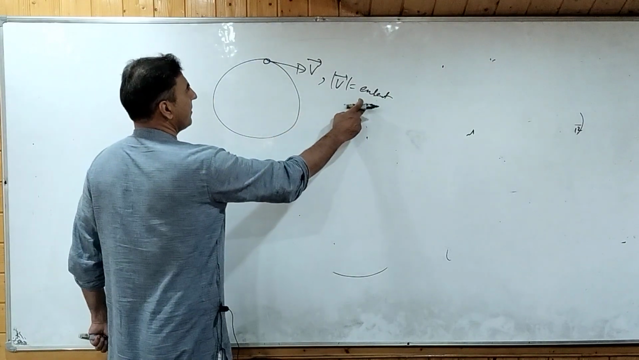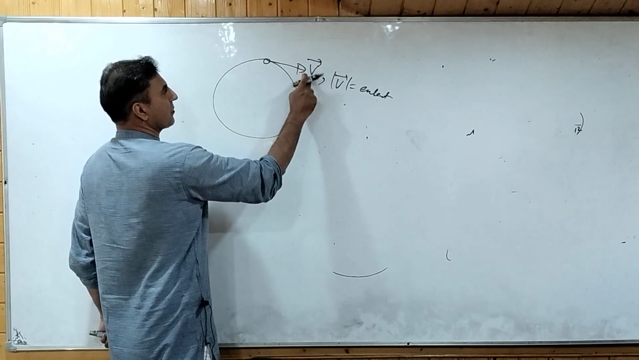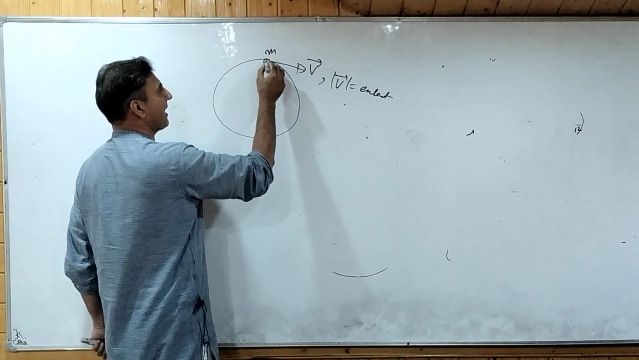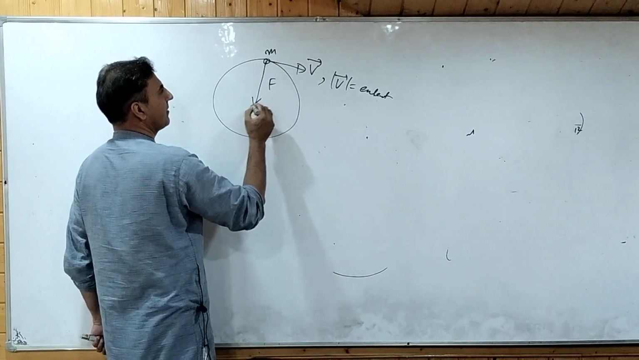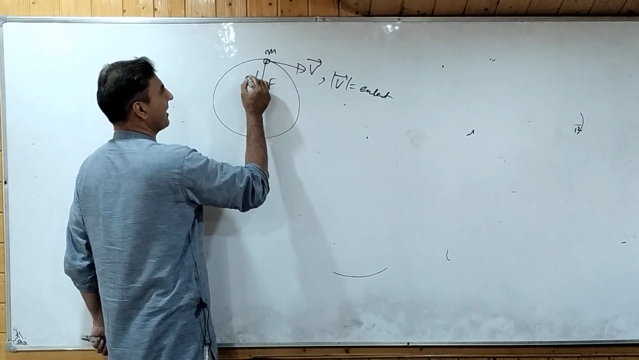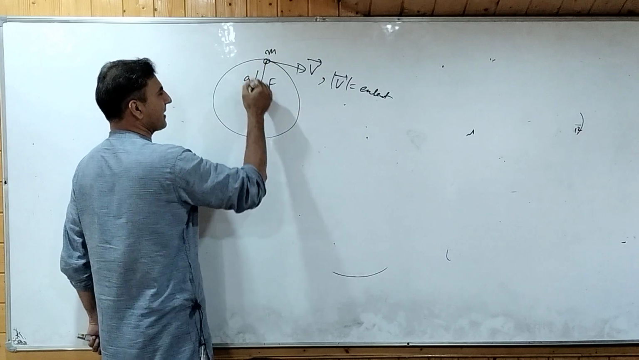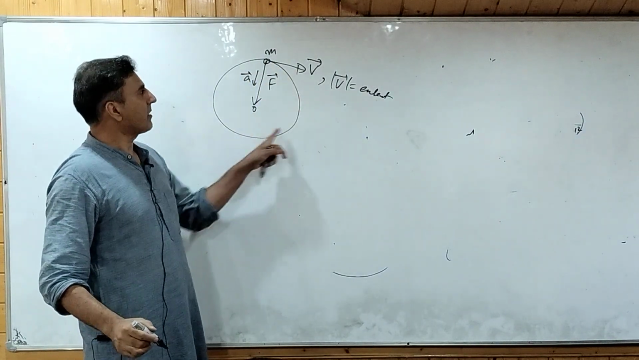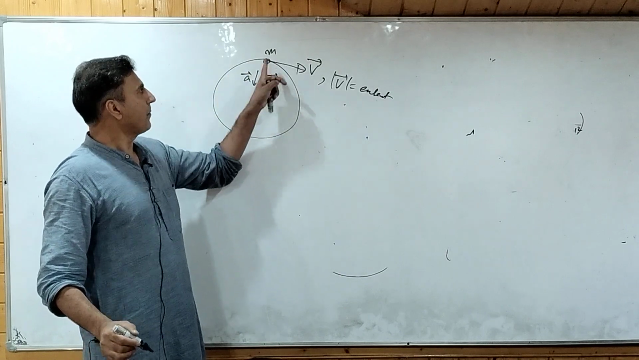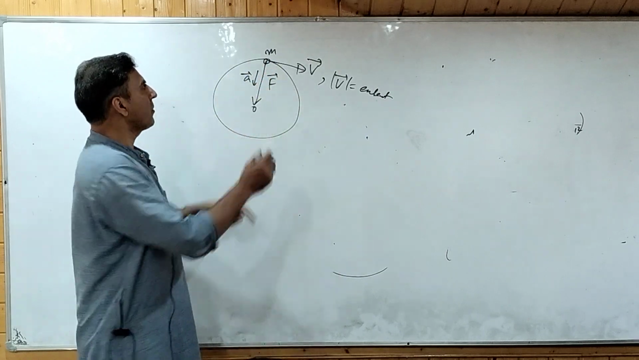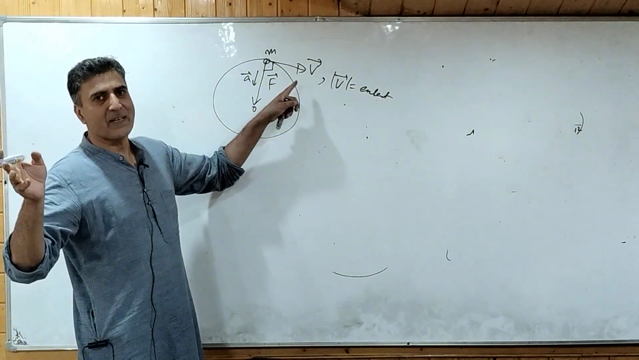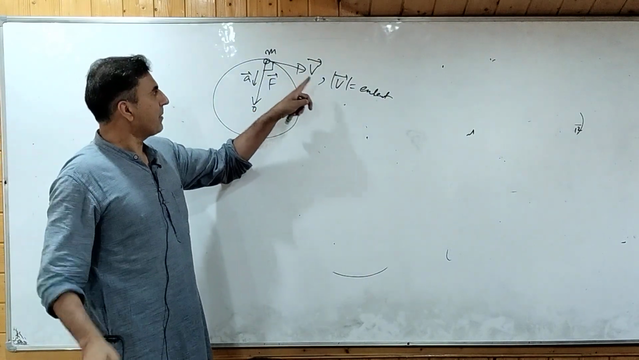If this is so, what should be the direction of the force acting on this particle? The direction of force has to be like this, or acceleration should be like this. The same direction, force and acceleration have the same direction. This means that in a circular motion, when a particle moves at a constant speed, the force is towards the center, always perpendicular to velocity. Why? Because that's the concept of vectors.